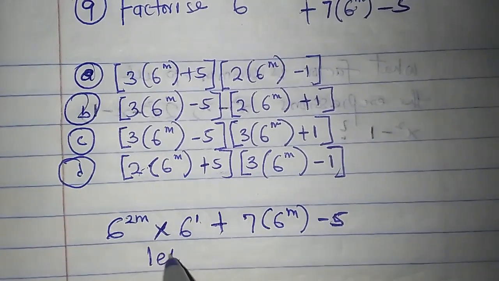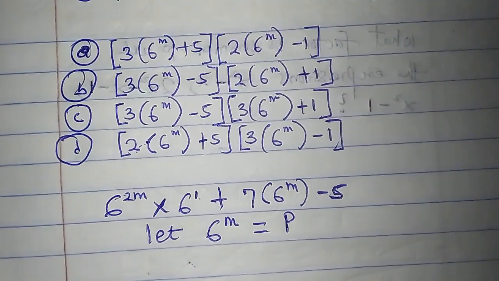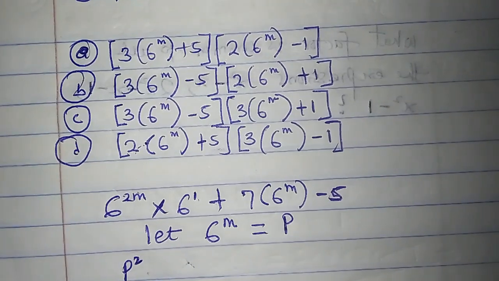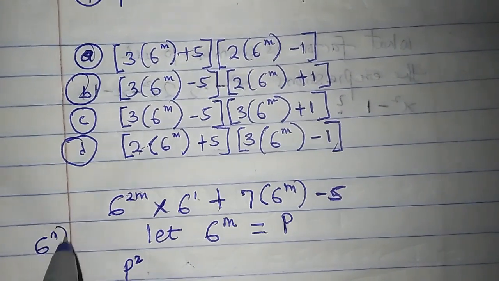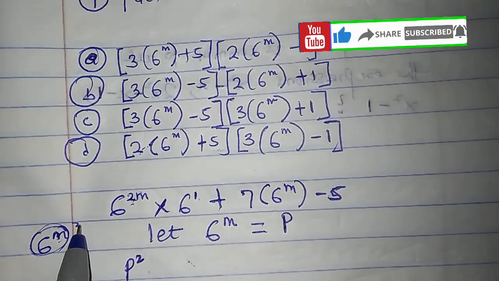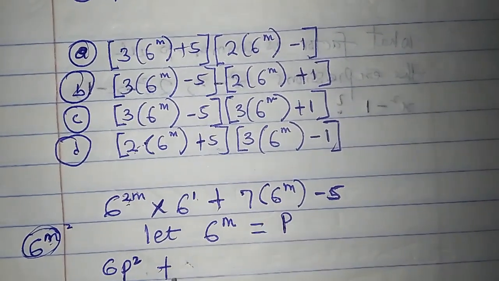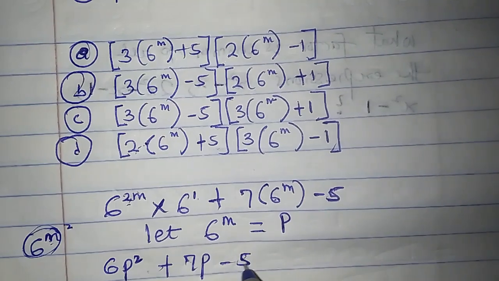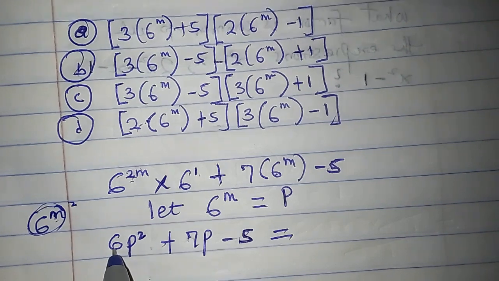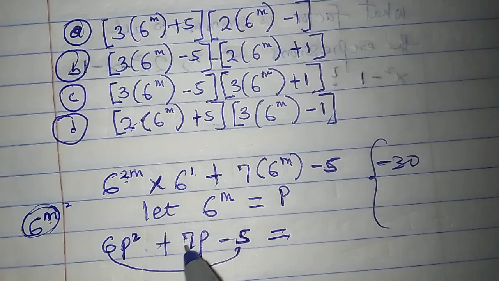So I will just say let 6 to the power of m be equal to p, for example. Just watch me. So that 6 to the power of 2m will now be p squared. That is, 6 to the power of m squared. They are the same. So if this one is p, it means p squared. Then times 6, that's 6p squared, plus 7p minus 5. So let me factorize this. I need two numbers that multiply to give me 6 times minus 5. That's minus 30. I will add the numbers to give me 7.